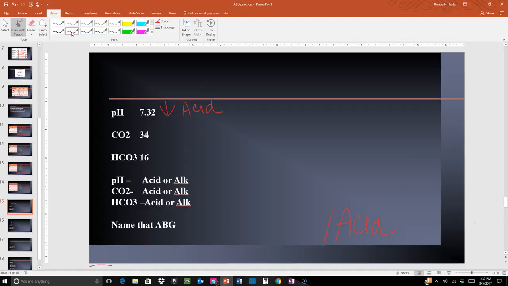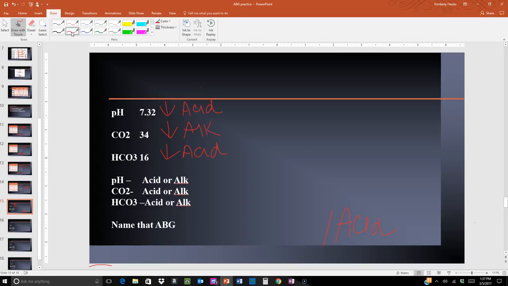So how about our CO2? It should be 35 to 45, and that is 34. So 34 is low, and that's going to be more on the alkalotic side. And then our bicarb is also low. That should be 22 to 26. All right, so bicarb is a base. So when it's high, it's alkalotic, but when it's low, it's going to lead more to an acidic type environment because it's not going to be buffering appropriately if it's not there.